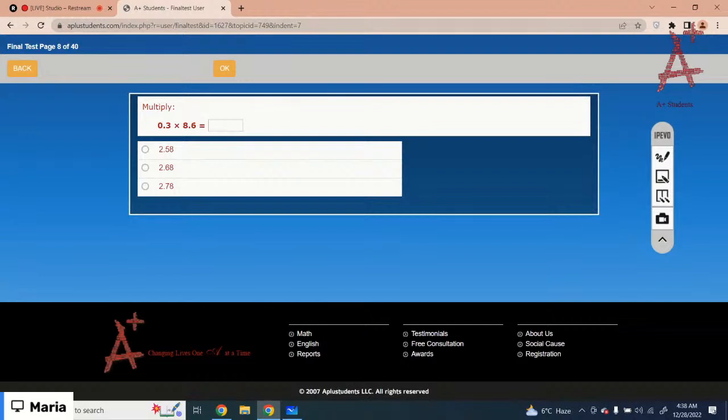Okay, the next one is 0.3 times 8.6. So you have to move the decimal point. Both of the numbers have a decimal point. Got it? So it would be 2.58. The first option is the correct one. Just select the correct option then click on the OK button.